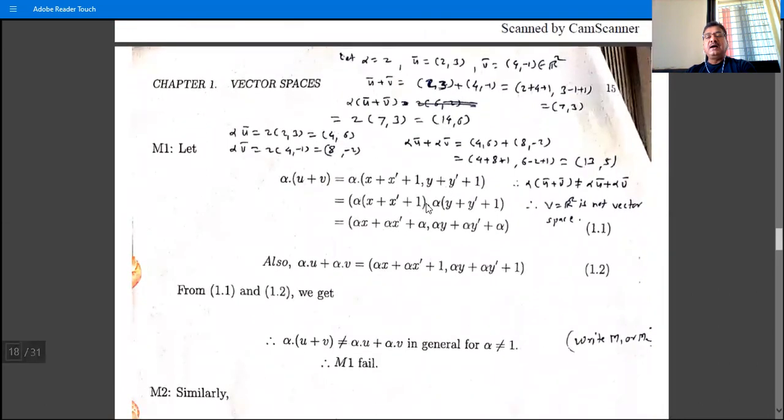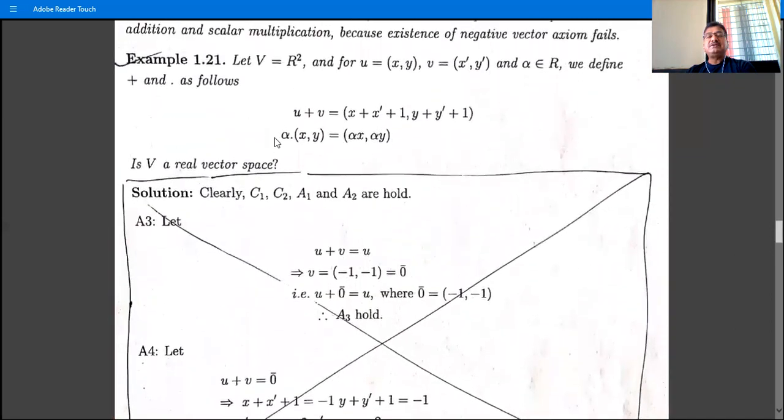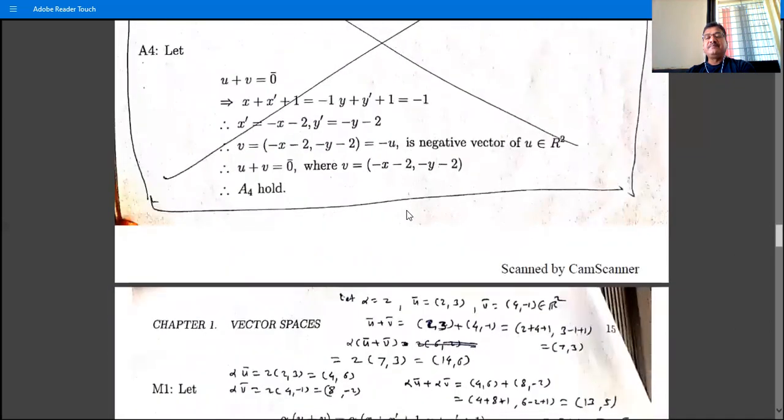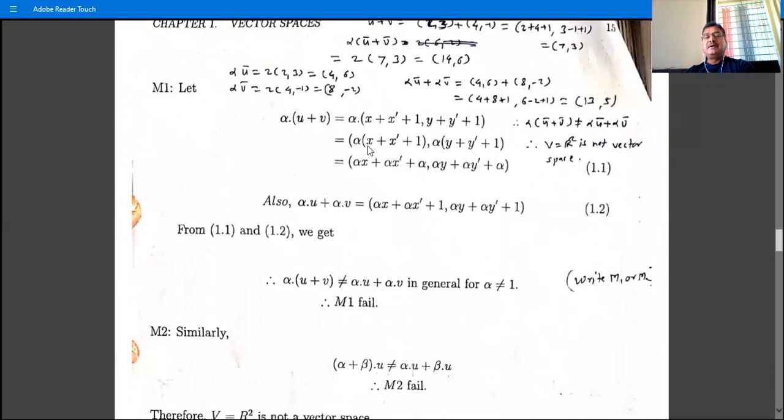And then alpha into this is what? Alpha multiplies the first component, comma, alpha into the second. This is again by using the definition: alpha (x, y) is (alpha x, alpha y). Therefore after multiplying alpha with the bracket, we have this. So this is the LHS: alpha (u bar plus v bar), or alpha (u plus v).